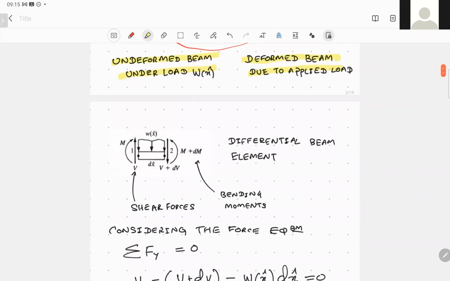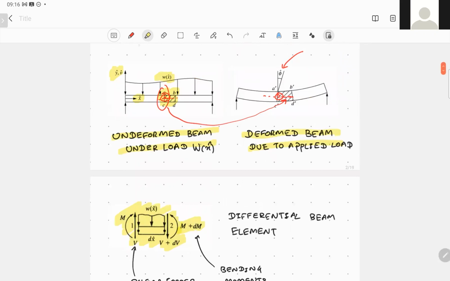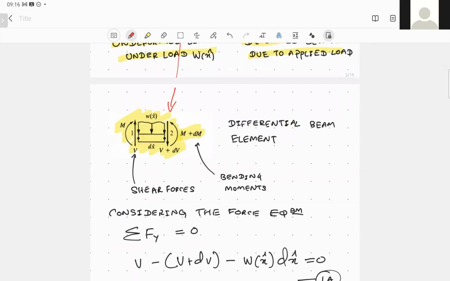And to analyze this, let's consider a small differential beam element. Let's consider this beam element I have shown here and try to apply the physical forces. You can consider this portion to be A, B, C, D. Let's consider 2 points in this elemental differential beam, and denote them using number 1 and number 2.